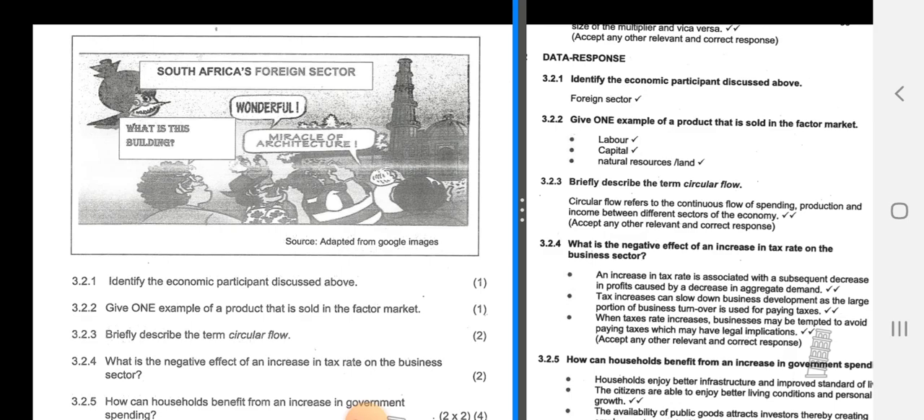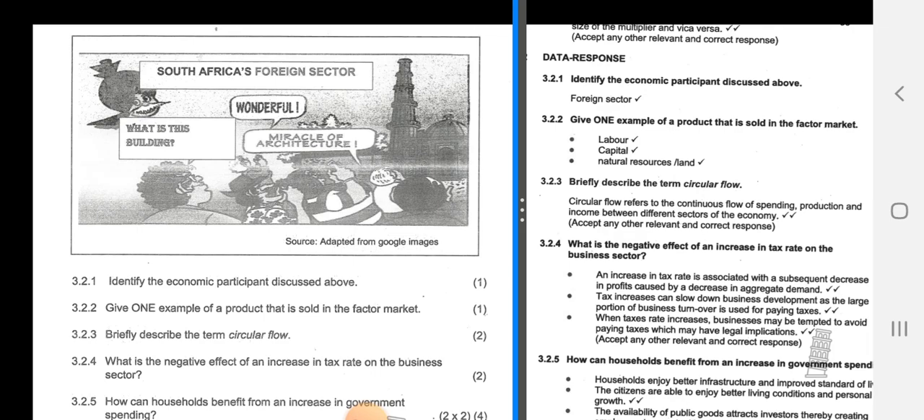Give 1 example of a product that is sold in the factor market. Give 1, but you can choose between labor, capital, natural resources. And then 3.2.3 says, briefly discuss the term circular flow.